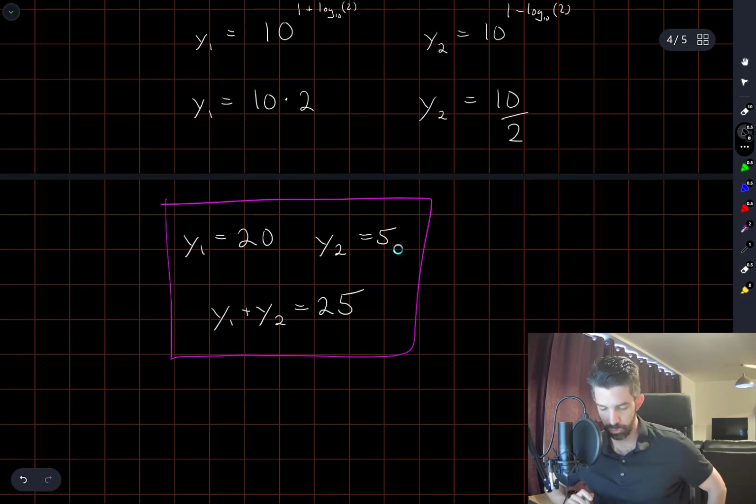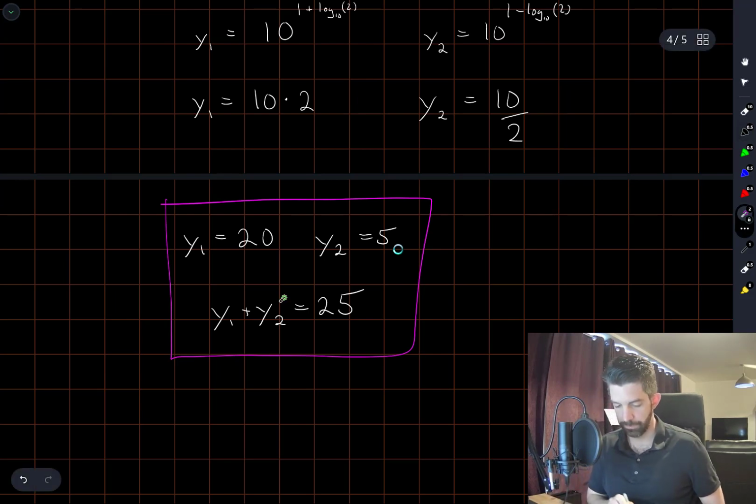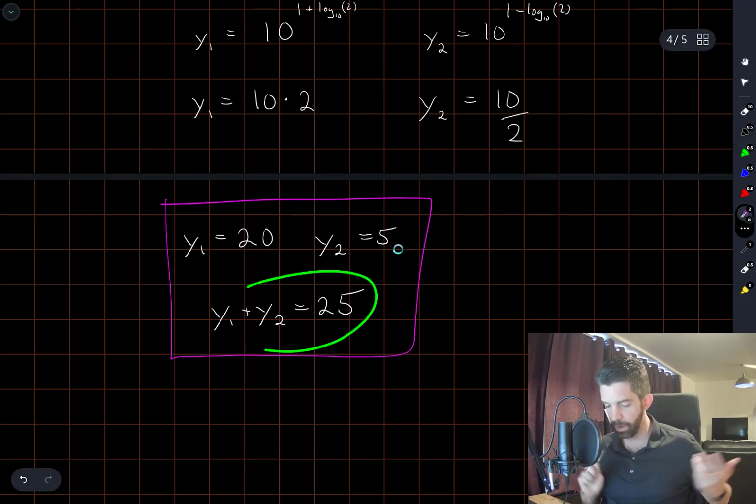They end up being 20 and 5. And so the sum of the two numbers that we're looking for is 25. Pretty confident in this.